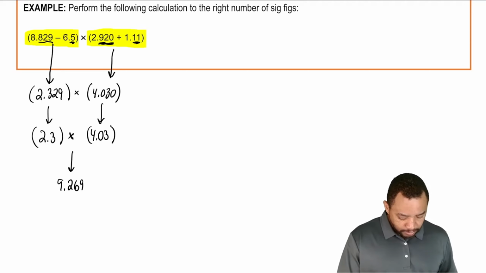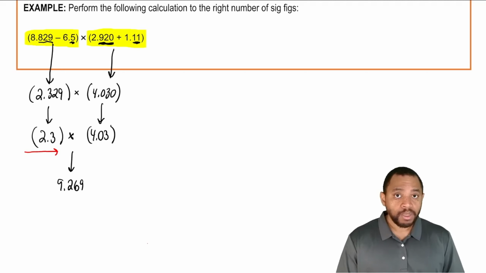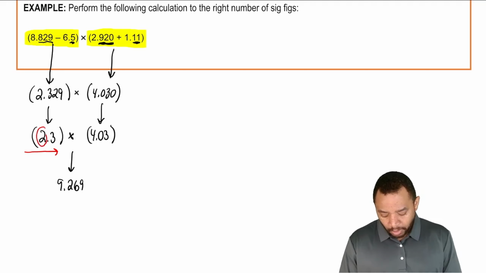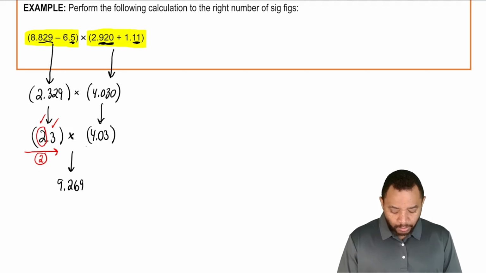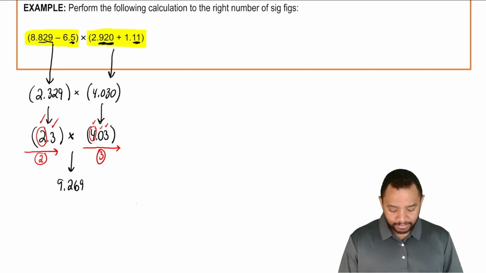So if we take a look here, this number, 2.3, has a decimal. When it has a decimal, we're going to go from left to right. We're going to start counting once we get to our first non-zero number and keep counting until the end. Here's our first non-zero number, 1, 2. This has 2 sig figs. This one has a decimal point as well, so we're going to go from left to right. First non-zero number is this 4, so 1, 2, 3. This has 3 sig figs.